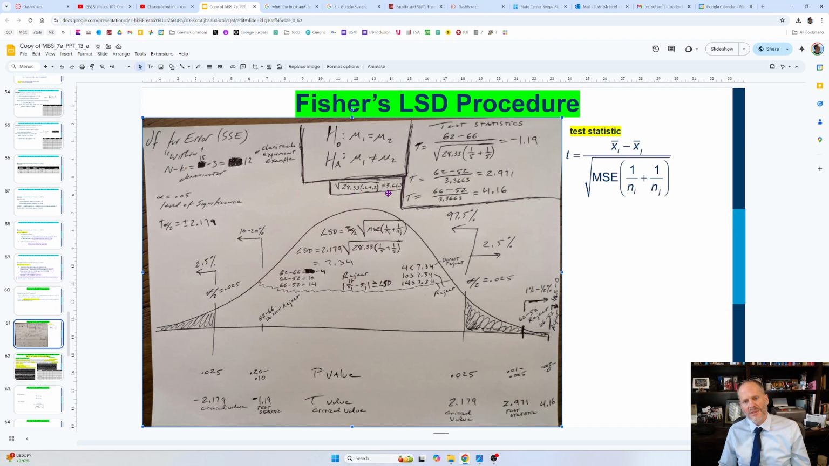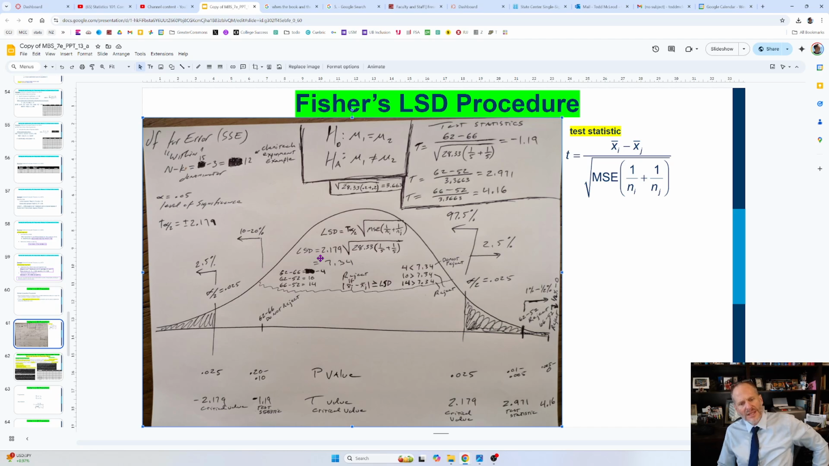I calculated that right here, and it gives you 3.3663. Up here I just wrote it out like this, but then I just used 3.3663. That calculates after you've taken the square root and everything, multiplied it, added it, multiplied it, and then taken the square root. You get 3.3663 times 2.179, which is our t alpha over 2. We get 7.34 as our LSD. Okay, that's our LSD, least significant difference.